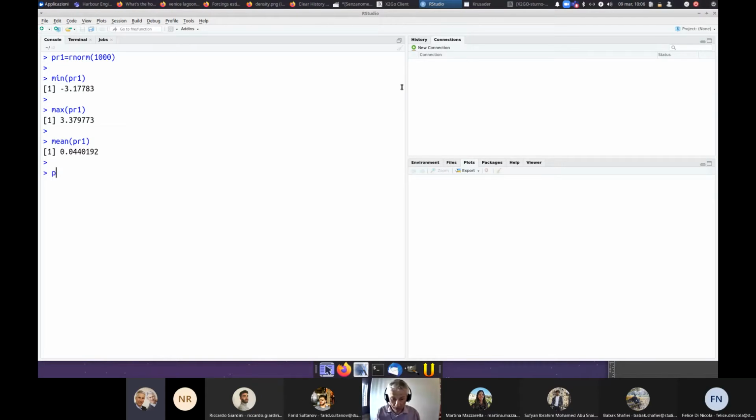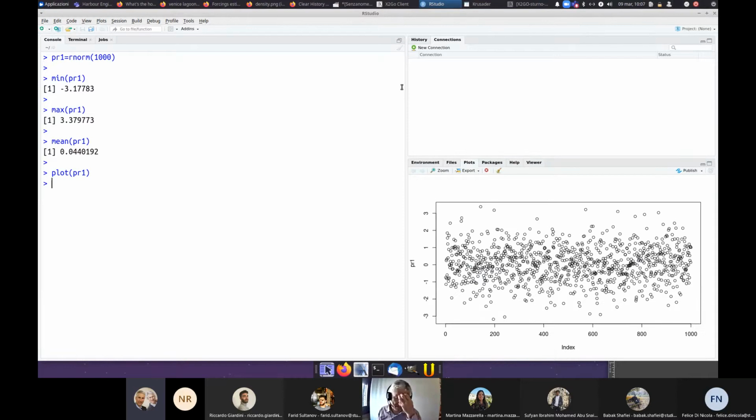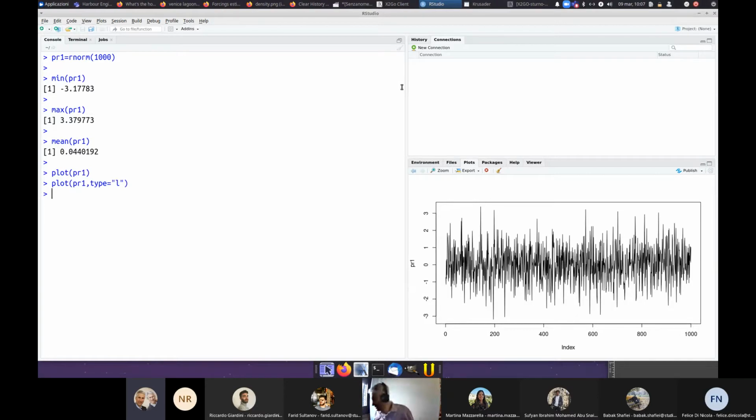We may want to make a plot of PR1. You see the plot. It's random numbers, so you shouldn't be concerned by the scatter. And if you want a line, plot type equal line. If I am too fast, please step in. Write on the chat, let me know if you want some clarification, questions. I think it is important that you can follow me. Okay, good. So this is what we know, the range.